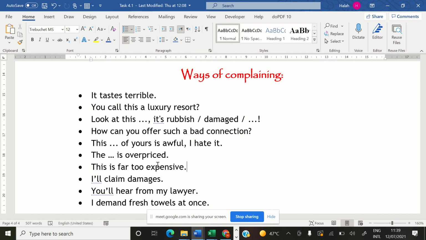So usually a complaining customer is an angry, emotional customer. He might blame the hotel, he might blame the staff in front of him. You might hear some phrases like "look at this, it's rubbish, damage." So maybe you will find impolite customers. Use one of these phrases. "This service of yours is awful. I hate it." So expect some phrases like this.